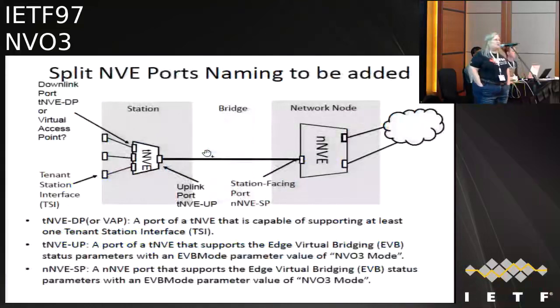Something we're going to be working on in the next go round of the draft is terminology. Right now VDP is written with reference to the ports that we have in Edge Virtual Bridging. So we're going to need to provide a translation of when you're using VDP for NVO3, this port sits in the place of that port. This diagram shows we have what we call an uplink port, and that would be the NVE facing side of the TNVE.